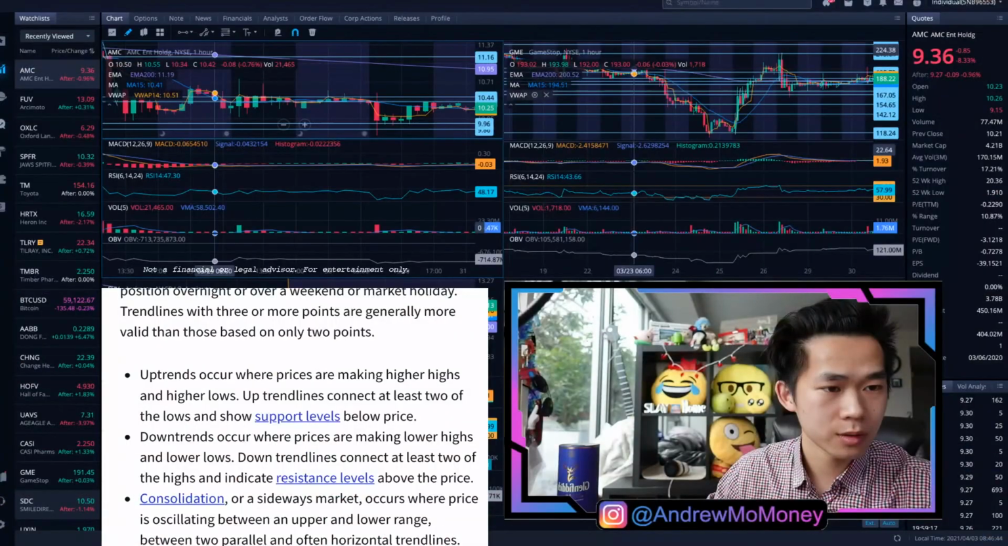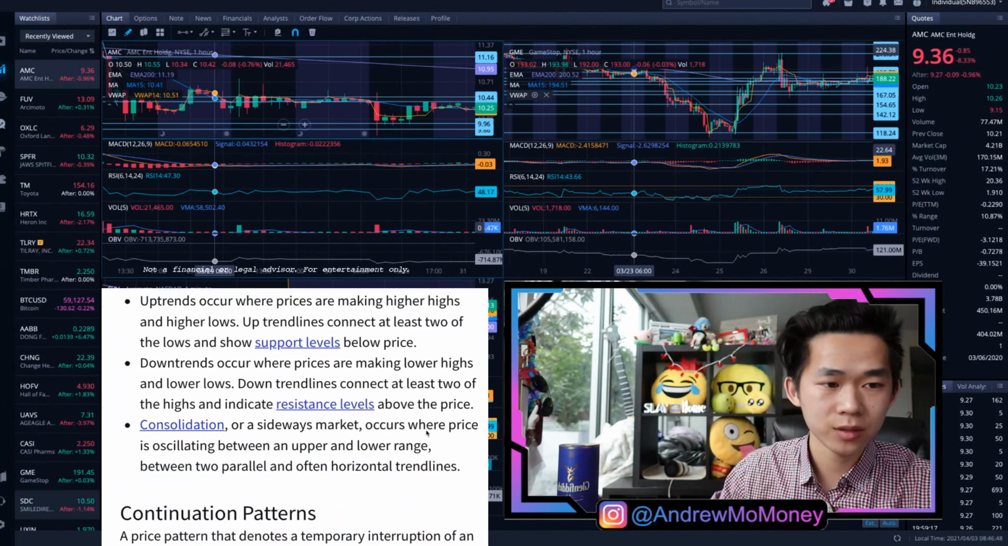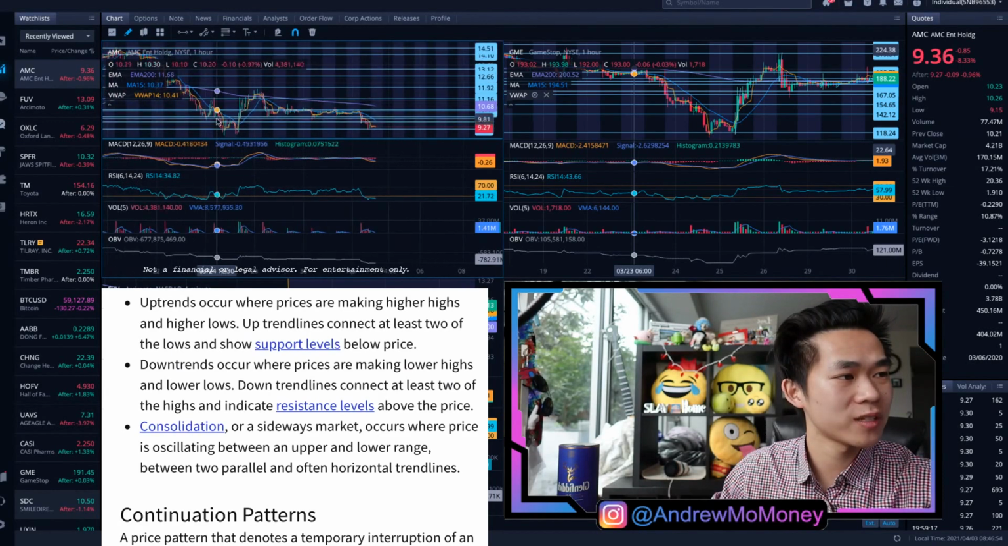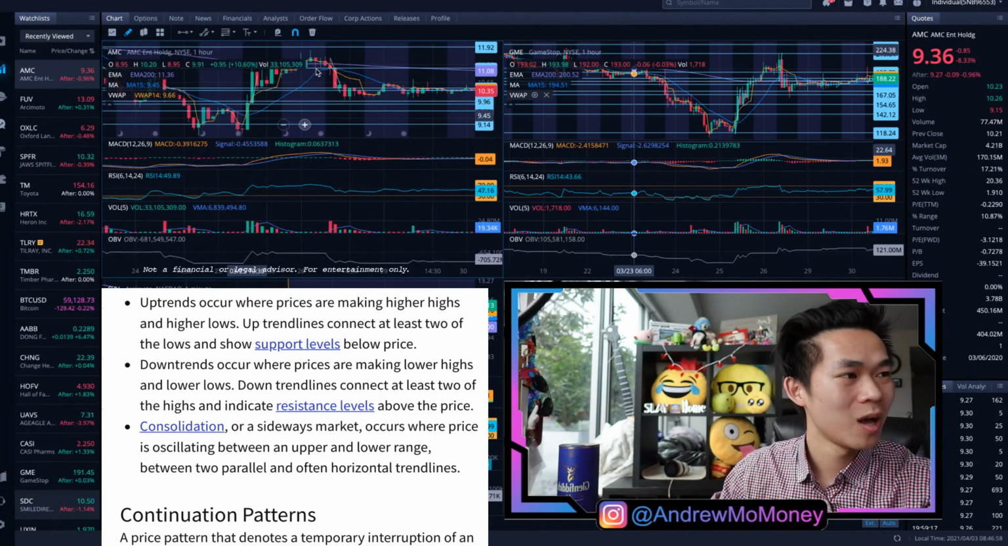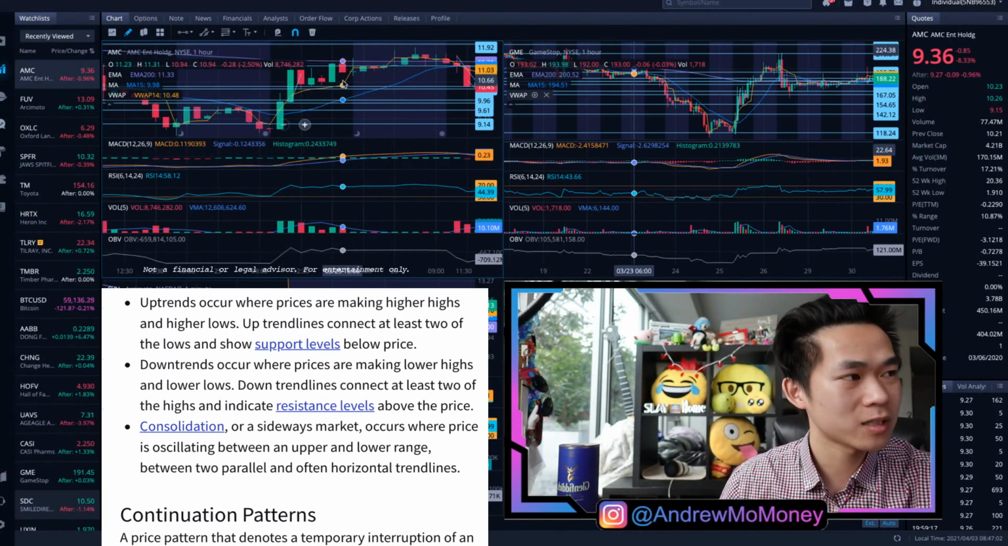Let me put this here. Cool. So uptrends occur where prices are making higher highs and higher lows. So what we are looking at for uptrends for AMC, for example, right? This is a pretty steep uptrend here, but this one right here is a little bit of a softer uptrend.